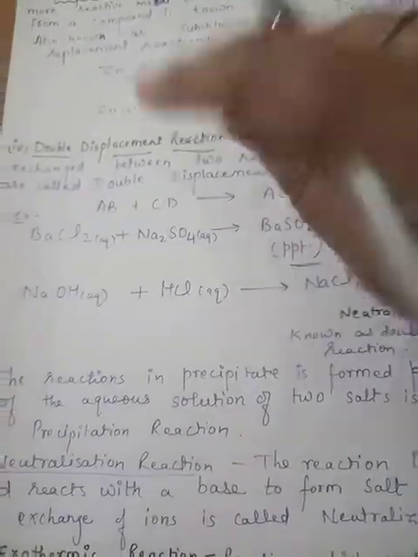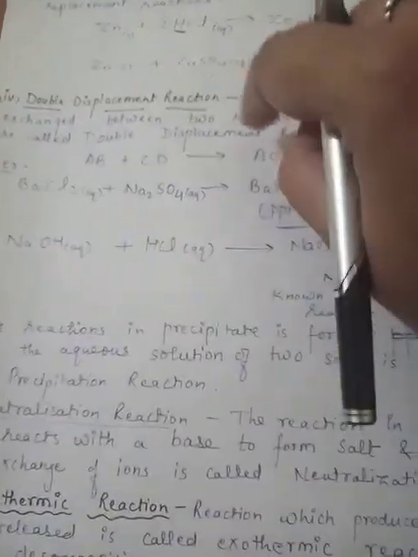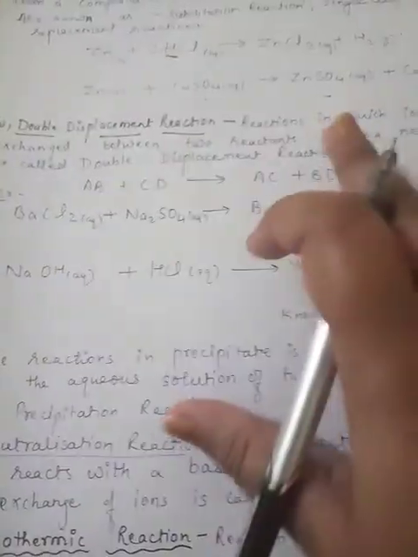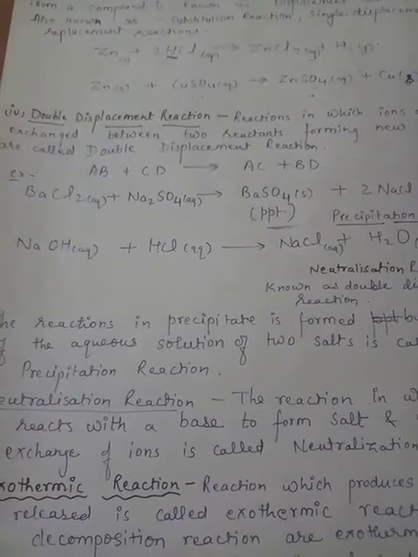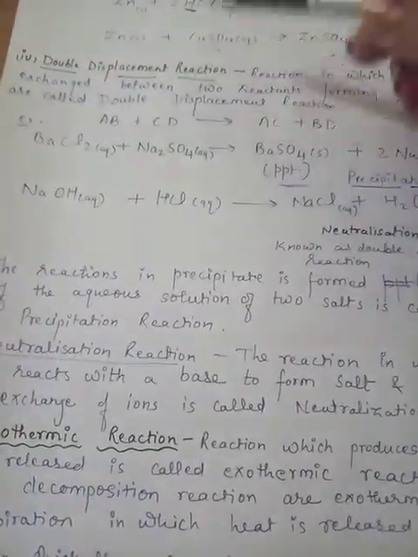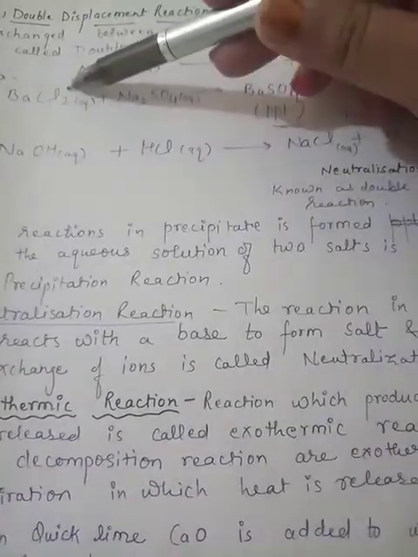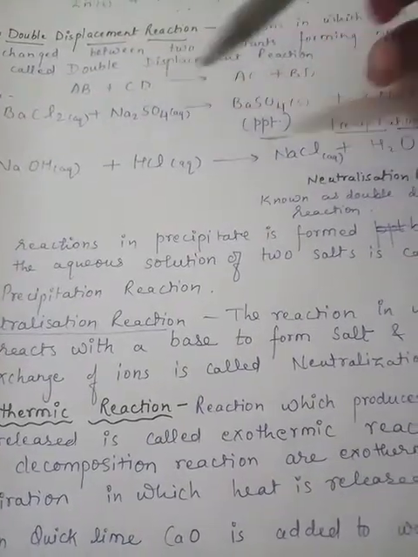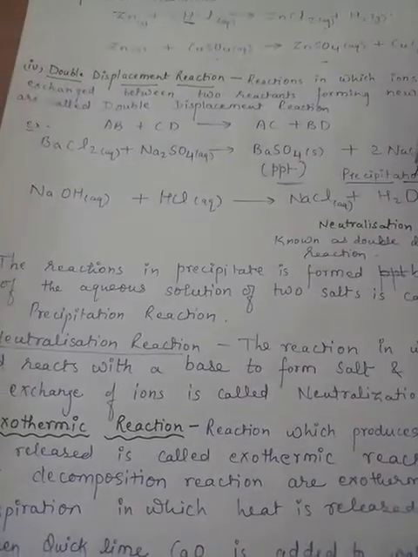In displacement, only one element is being displaced by the other. Here there are two, double, that's why the name is double displacement reaction, in which ions are exchanged between two reactants forming new compounds. Here you can see in the general way, AB plus CD gives AC plus BD. Here barium chloride plus sodium sulfate gives barium sulfate and NaCl. Here you can see PPT, precipitate. This reaction is also known as precipitation reaction.